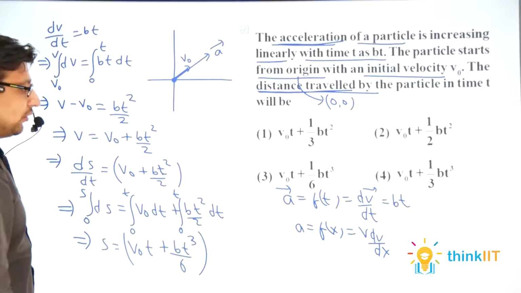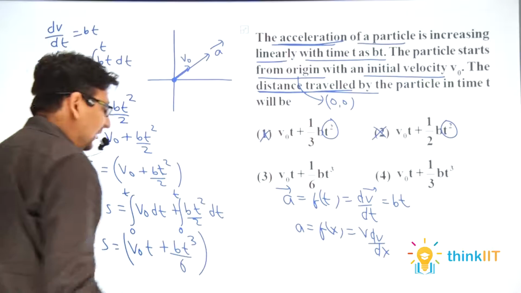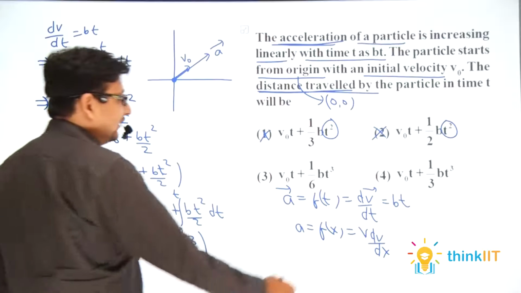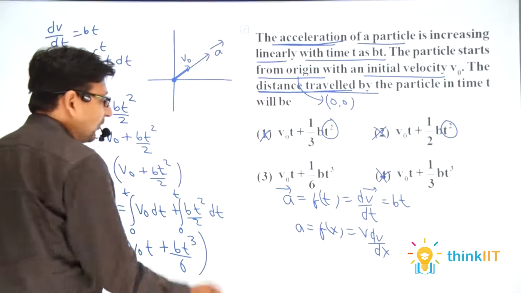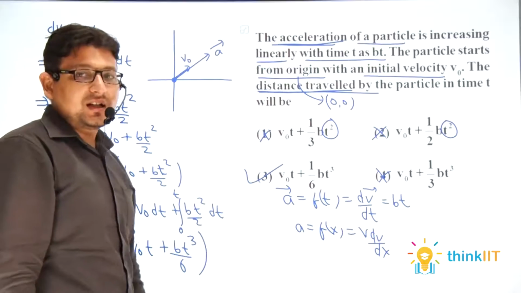Let us compare with the options here. t square and t square are coming in two options, so these two options are incorrect. My answer has t cube upon 6. Here 1 by 3 is coming, so the fourth is my wrong answer. The correct answer is option 3. Option 3 is my correct answer.